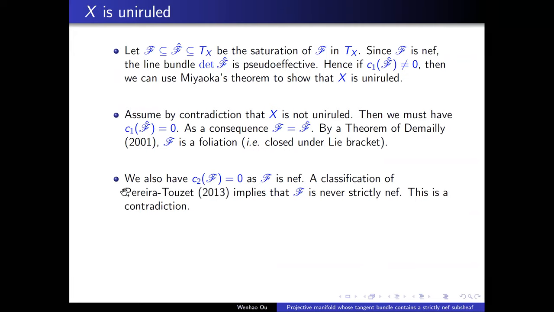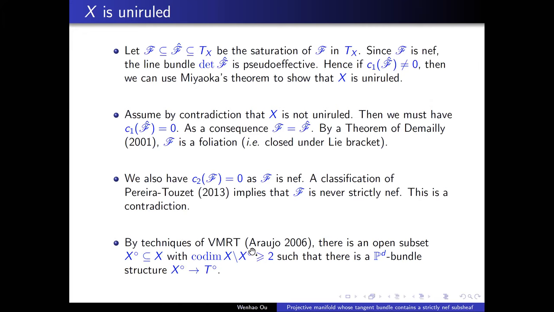So by these three steps, we prove that X is uniruled. And now by this technique of VMRT, mostly written in Hwang's paper in 2006, a classic result implies that there is a large open subset X_0 of X, such that X_0 has a P^1-bundle structure, so X_0 to T_0. So do you have any question on the first step of the proof?